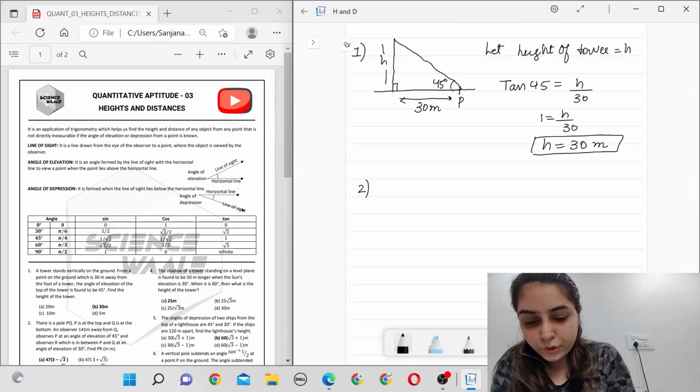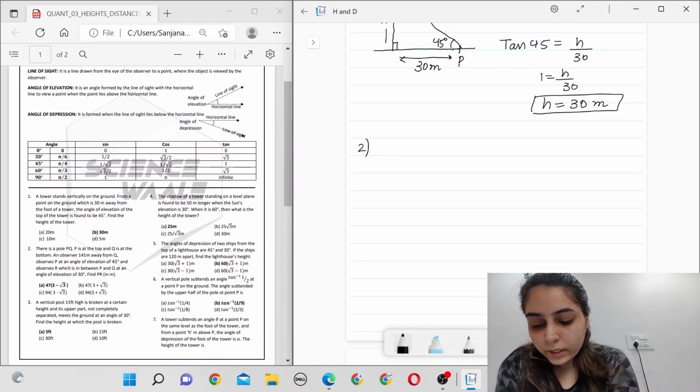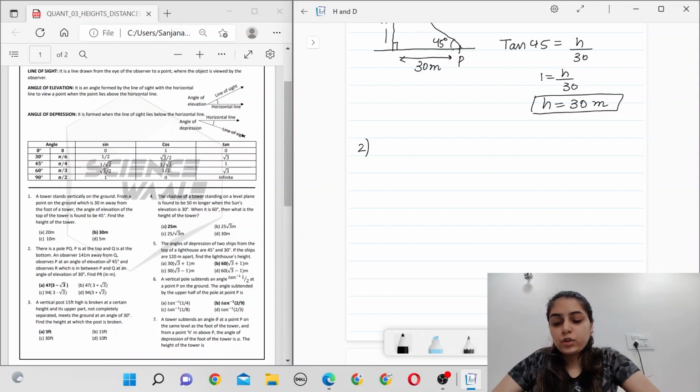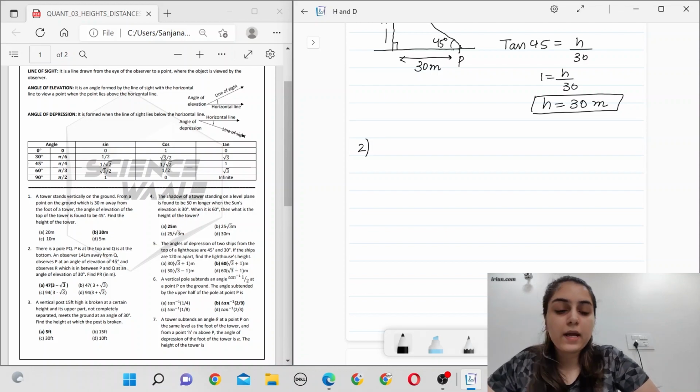Moving on to the second question. There is a pole PQ. P is at the top and Q is at the bottom. An observer 141 meter away from Q observes P at an angle of elevation of 45 degrees and R, which is in between P and Q, at an angle of 30 degrees. We need to find PR.